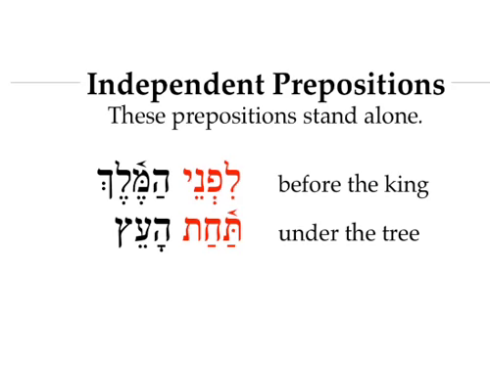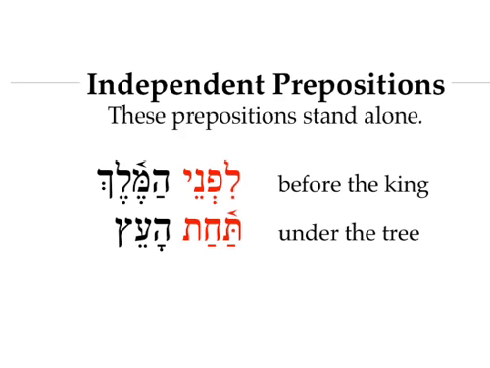Let's look at your screen. Independent prepositions are prepositions that simply stand alone. Now what this means is that the Hebrew preposition in this case is its own word. So on your screen you see two examples, and the words highlighted in red are the prepositions. The words that appear in black are the object of the preposition in each case. The first example reads, Lifnei Hamelech. It is translated before the king. The preposition lifnei means before, and its object is Hamelech, or the king.